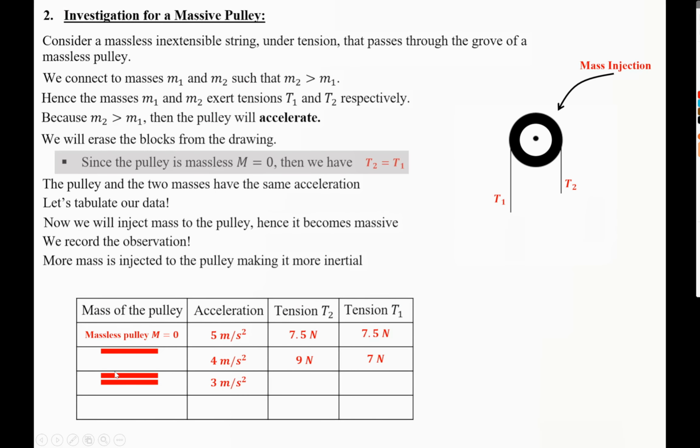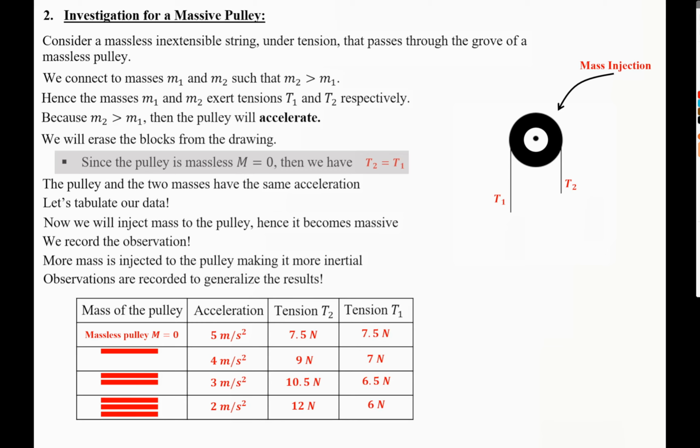And the acceleration would decrease overall, and the difference between the tensions T2 and T1 would increase. So they will split even more. Now suppose we inject more mass: the acceleration would decrease overall, and the tensions T2 and T1 would become more different, the difference will increase. Observations are recorded to generalize the results.